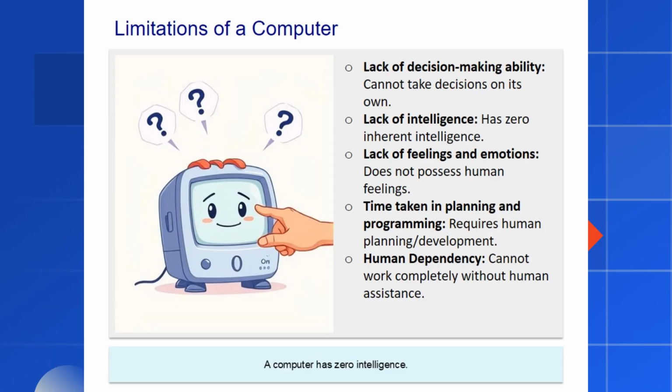Finally, there's human dependency. While automated, a computer can't even switch itself on and relies on humans for assistance to start working. It's important to remember that for all their power, computers have zero intelligence on their own. They only do what we tell them.